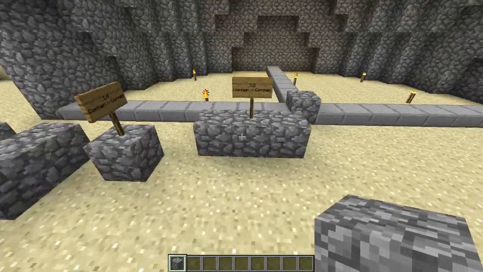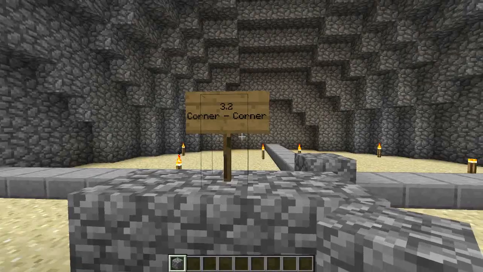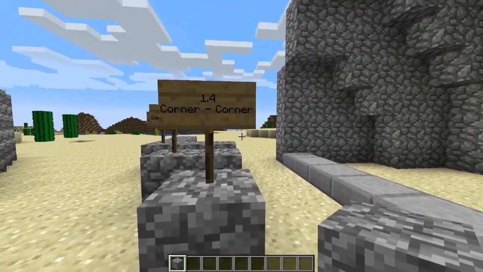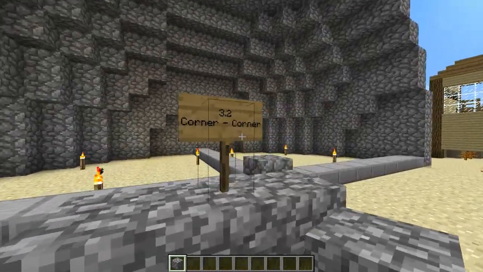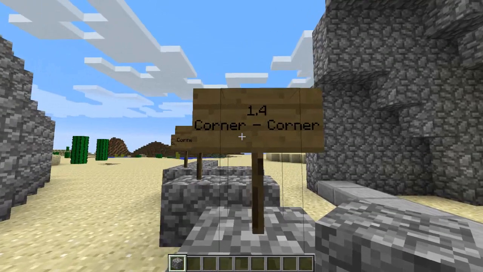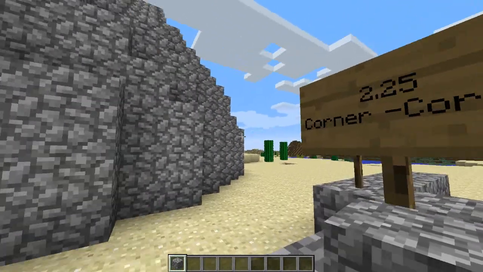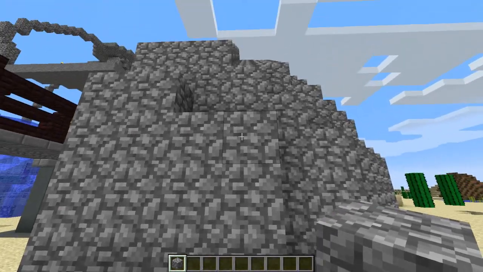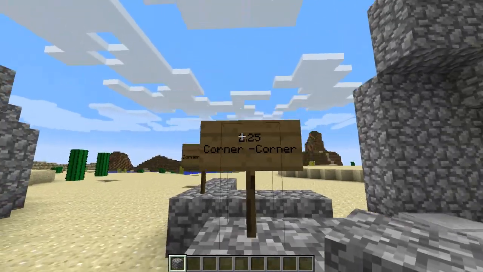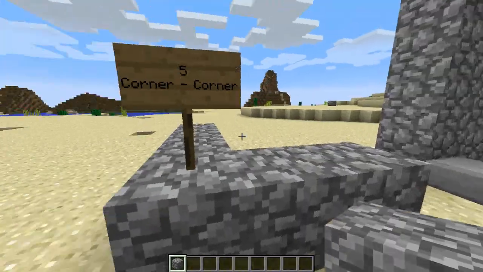But like I said, I've provided numbers here for you. Some basic numbers. 3 by 1 block is 3.2 from corner to corner. 1 block is 1.4 from corner to corner. Again, these are rough numbers. It should actually be something like 3.2, something like that, 1.4, something like that. 2.23 is actually the number, but I've used 2.25, makes it easier to remember. And 5 is actually an exact number.